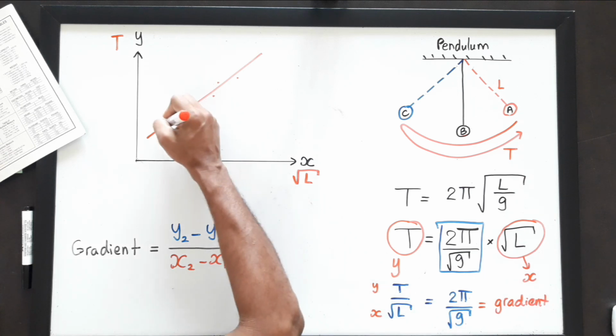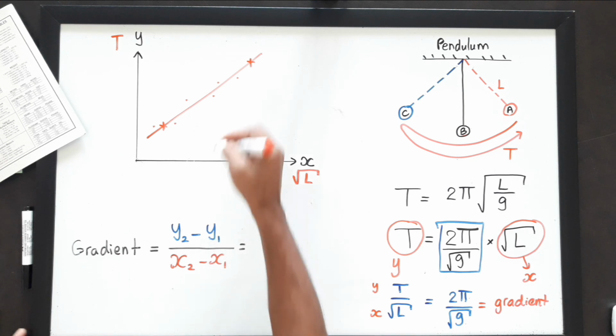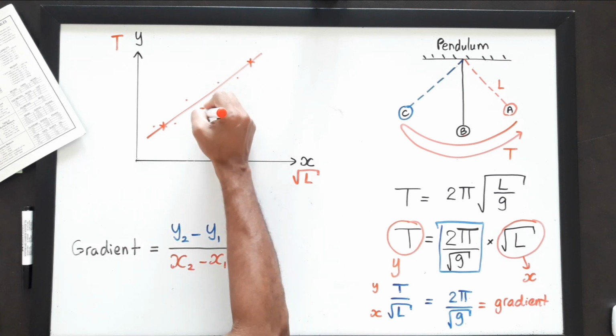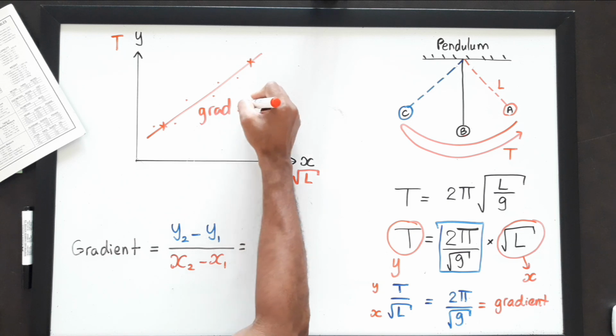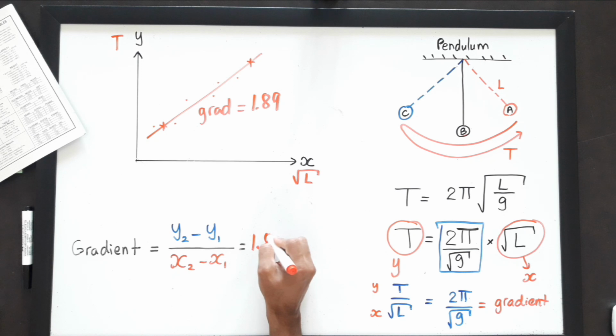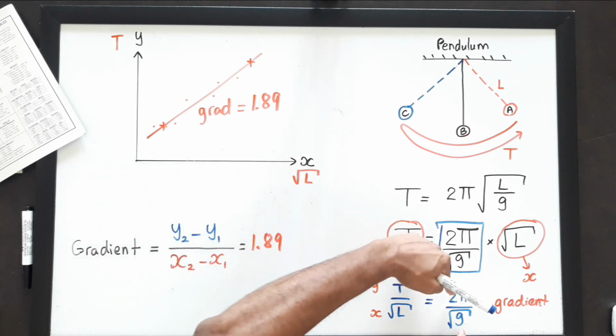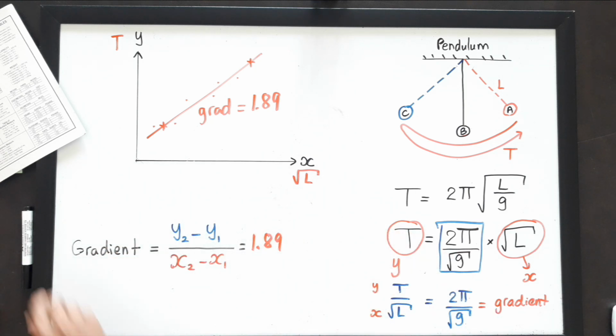So let's say that we took 2 values of the graph and have x1 and y1, and we use the formula. And when we use the formula, the gradient of this graph happens to be 1.89. So I skipped some steps and whatnot, but the point is, the gradient of this line is 1.89. How can we use this 1.89 to calculate the gravity on Earth? But remember, we said that when we found the gradient, it would be equal to 2 pi on the square root of g.